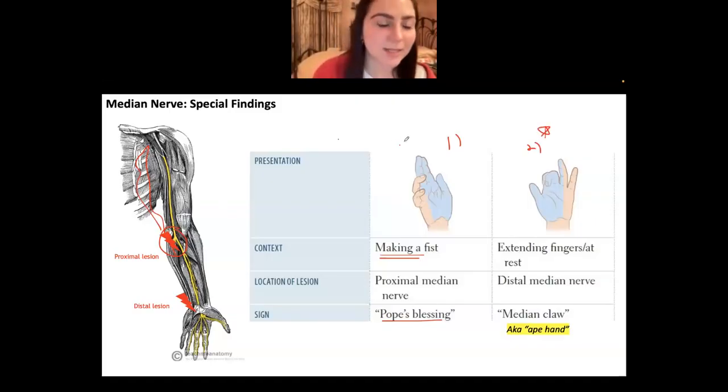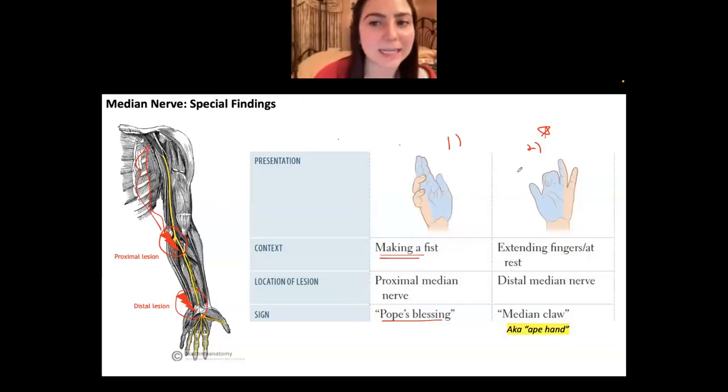So number one is going to be your proximal median nerve injury. You can't flex your lateral three fingers, so you can only get your pinky and your ring finger flexing. That's your Pope's blessing. If you have a distal lesion, I guess this is the best way that they can differentiate between the two. I don't actually know the answer to whether this would present with a distal lesion, because I don't know enough about why this is happening with a proximal versus a distal.